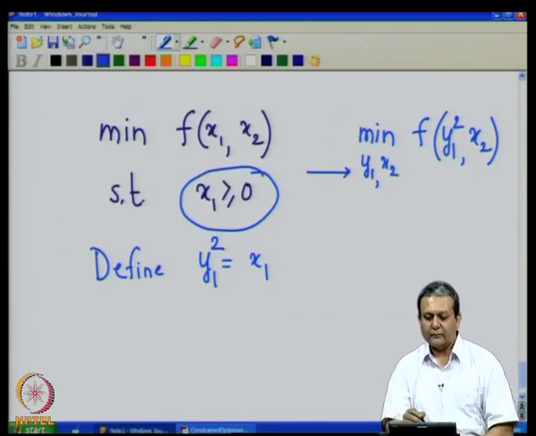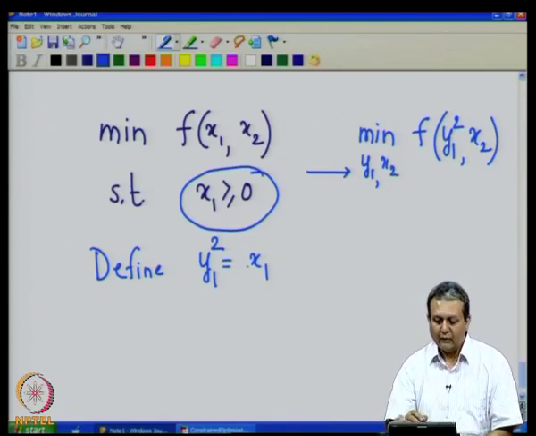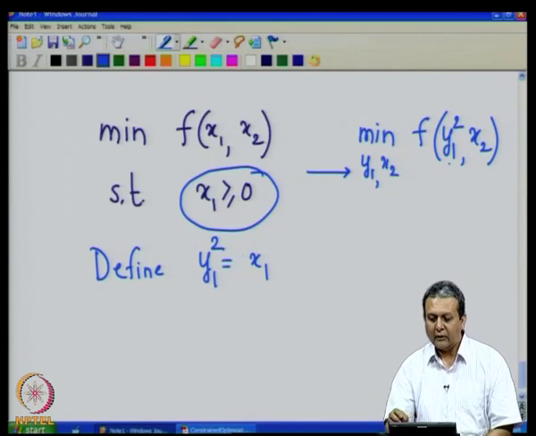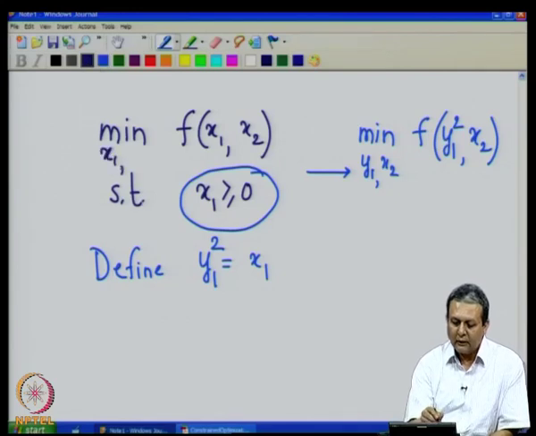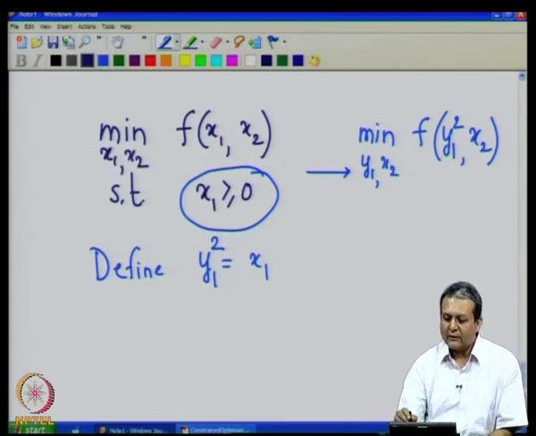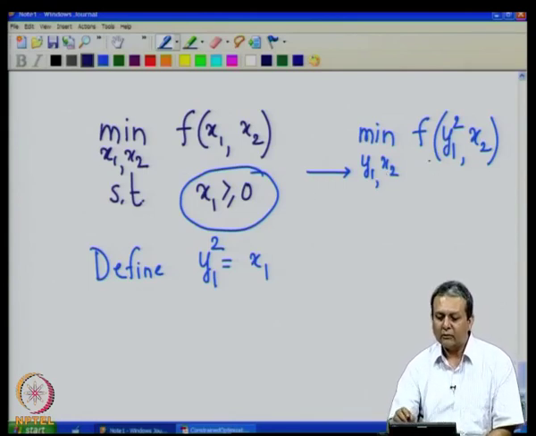So, you will see that by replacing a non-negative variable by the square of another variable y1, we have converted the given problem into an unconstrained problem, where the variables are now y1 and x2. In the earlier case the variables were x1 and x2. So, we retained x2 as it is, but replaced x1 by y1 squared in the objective function, and that became the unconstrained optimization problem.